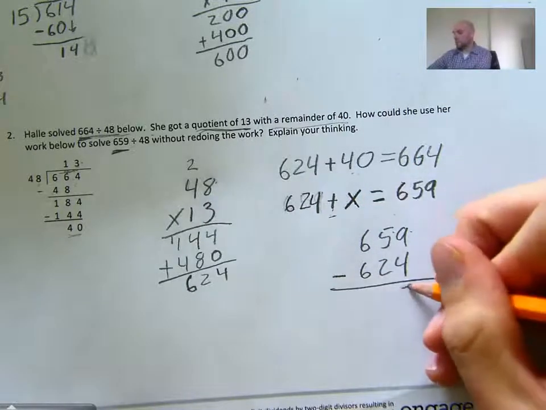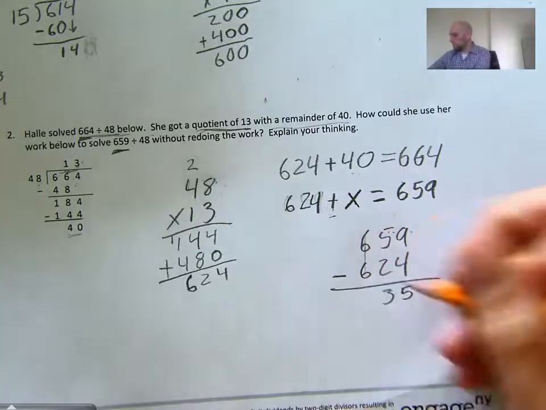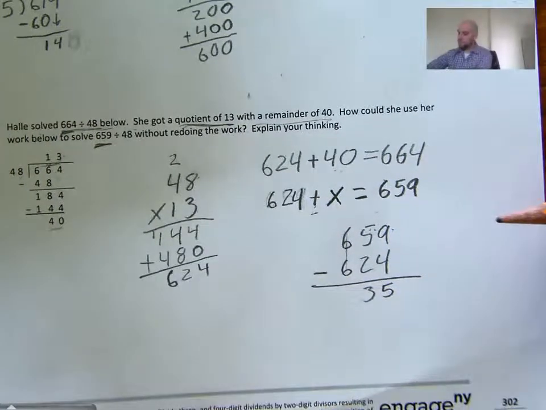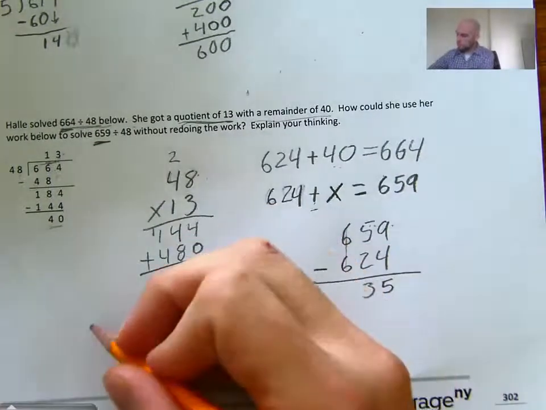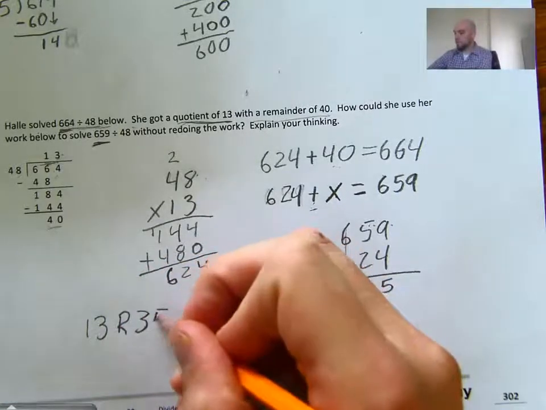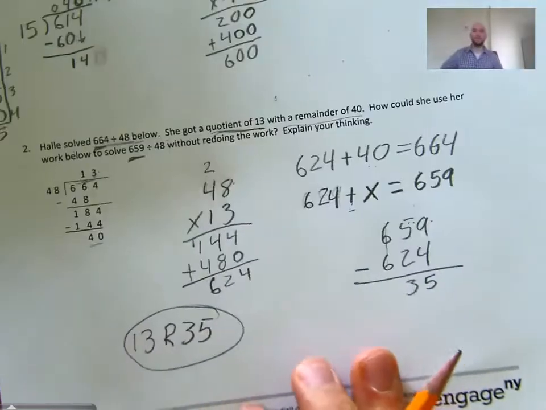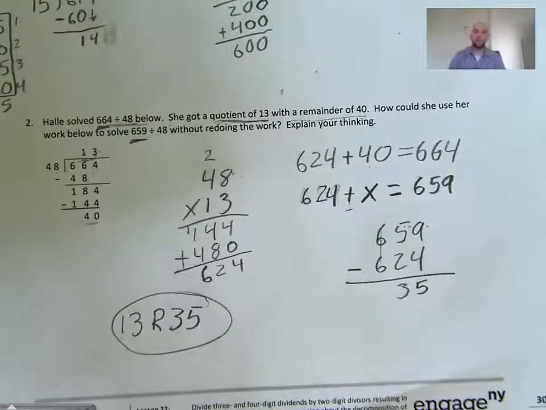9 minus 4 is 5. 5 minus 2 is 3. Cancel, and we get 35. So it's going to be 13, remainder 35. And that should make sense if we think about what division is. Division is splitting into groups. So if we were splitting 664 of something into 48 groups and we got 13 remainder with 40 left over, so we have 13 groups with 40 left on the side, not enough to make another group.